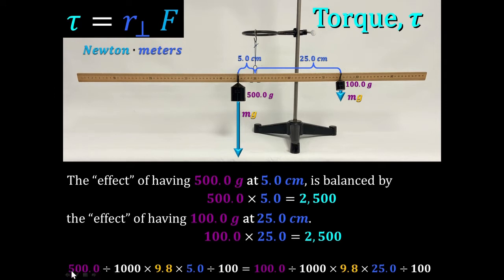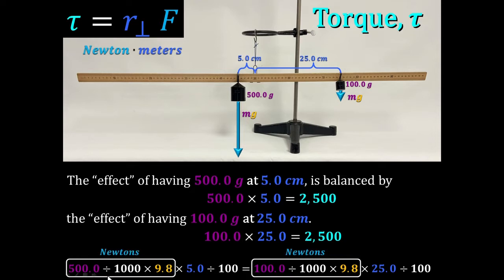I'm going to take 500 grams, I'm going to divide by 1,000 to get into kilograms, multiply by 9.8, and that right there has turned it into newtons. Same thing on this side with the 500 and this side with the 100. And then the 5 centimeters, we really should have measured that in meters. So I'm going to divide both sides by 100 to get it into meters. And it's going to still stay balanced.